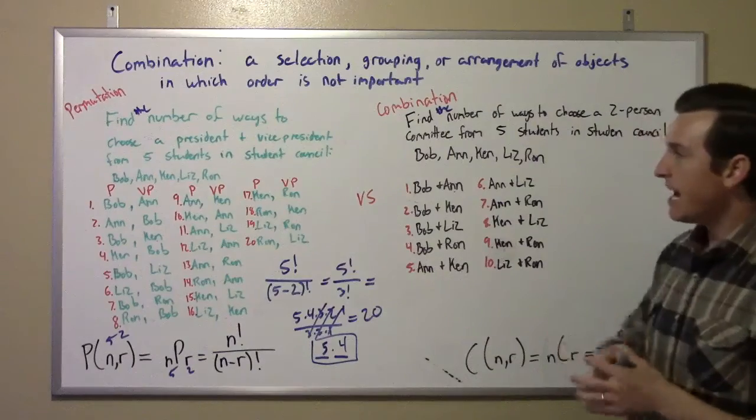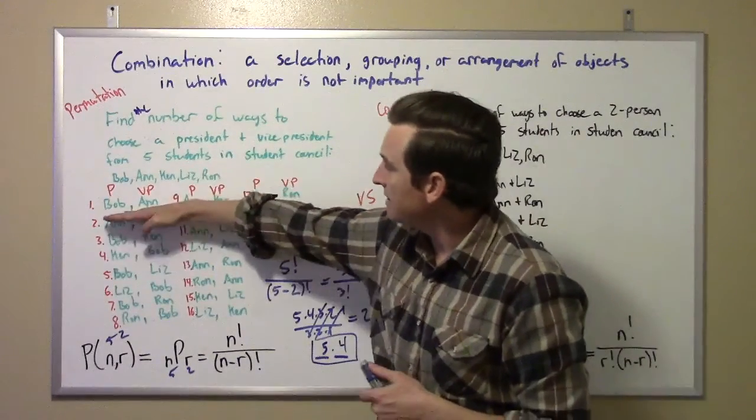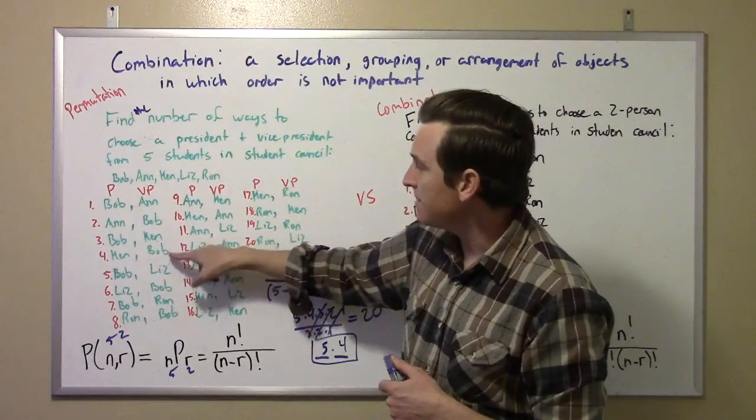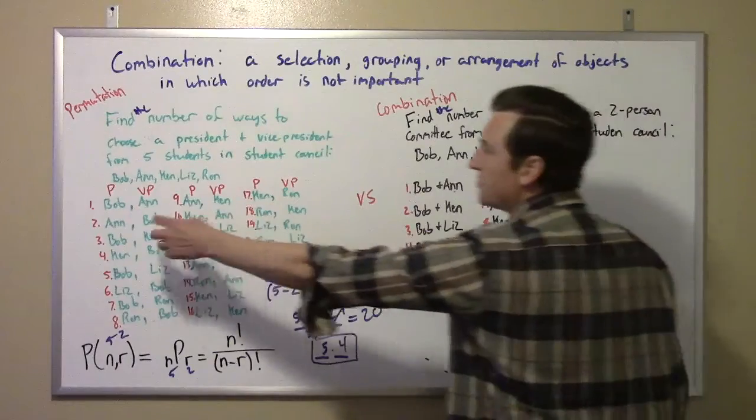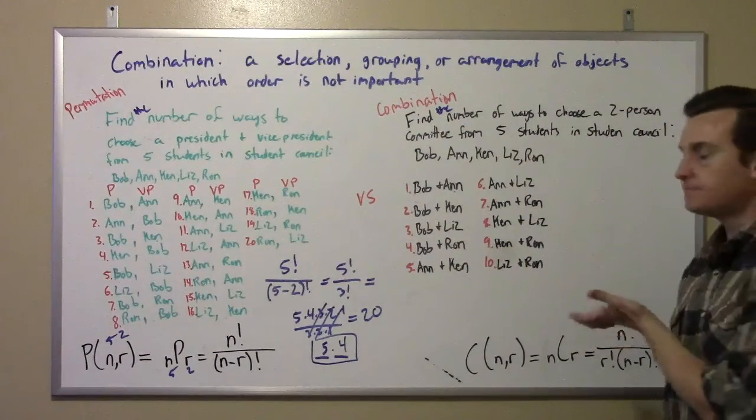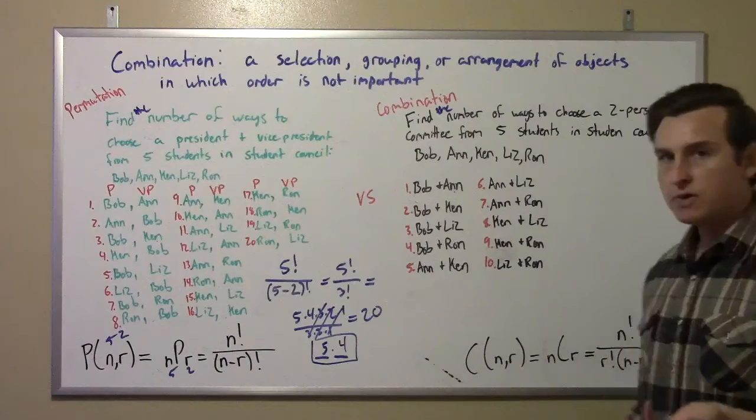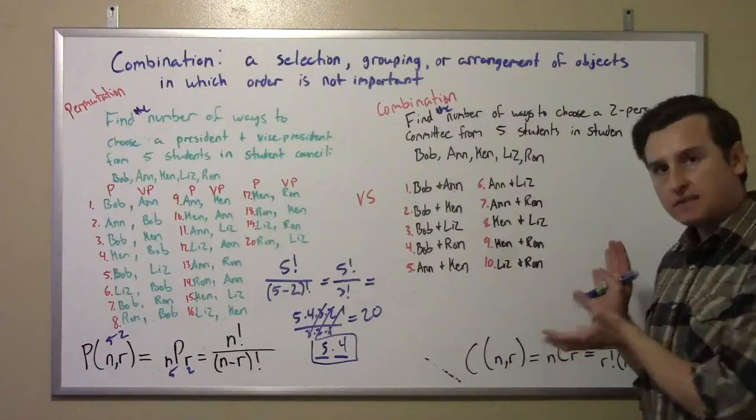So if we take out all the doubles, we eliminate the duplicates. I have Bob and Ann, but I'm going to eliminate that one. I have Bob and Ken, but Ken and Bob is the same on this side, right? So take this, eliminate all the duplicates, and you get this listing. There's only 10 of them. The question is, how would we come to that number if we didn't want to list it all out?